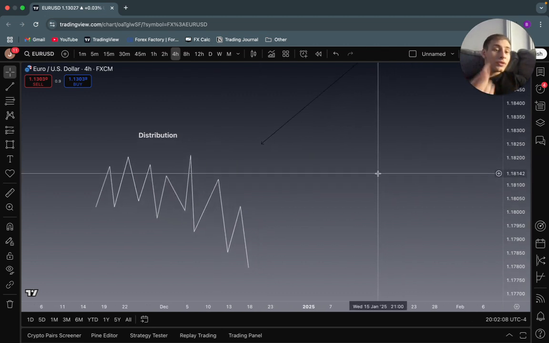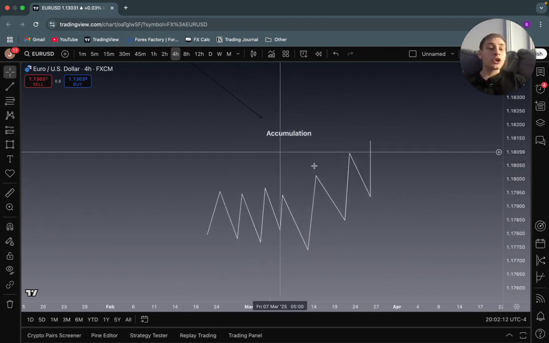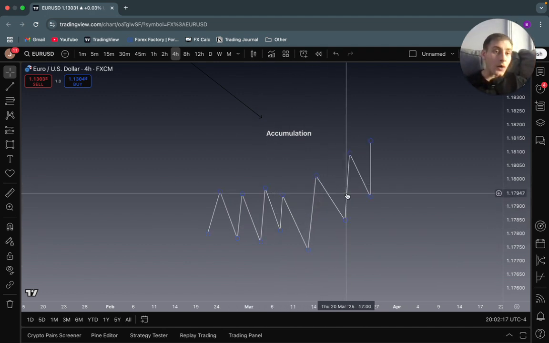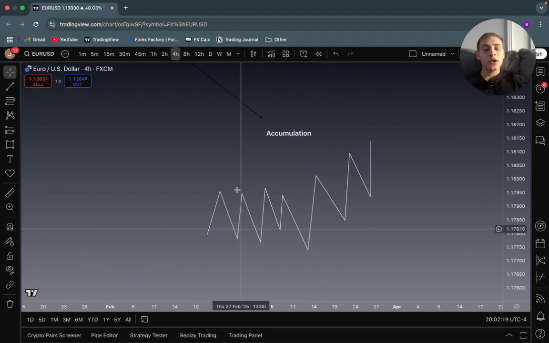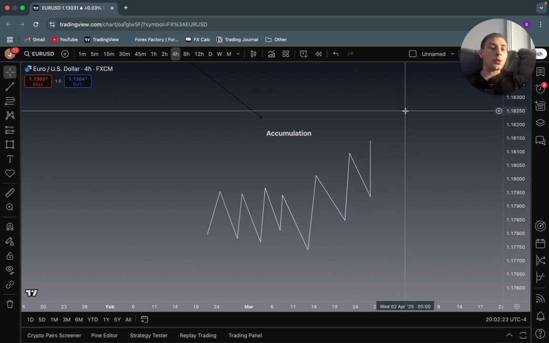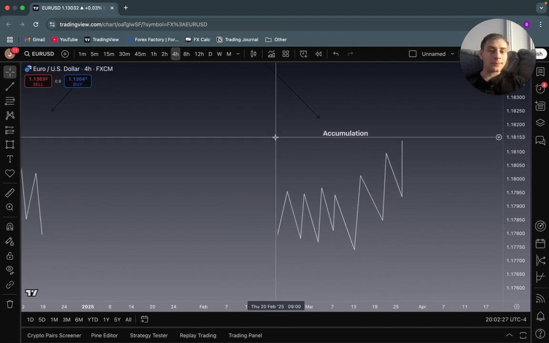Now, on the flip side, what's the opposite? Price pretty much accumulating and accumulating its way to the upside, right? And so you can see here, ranging, the price is pretty much consolidating, doing its thing, and then going to the upside. That's what you have as an accumulation, okay?